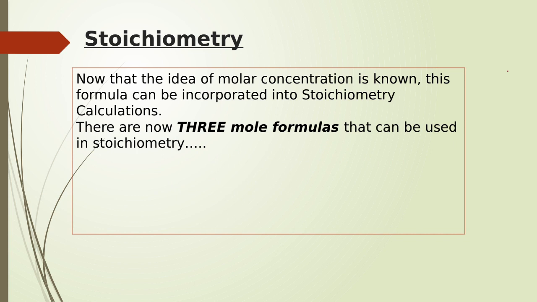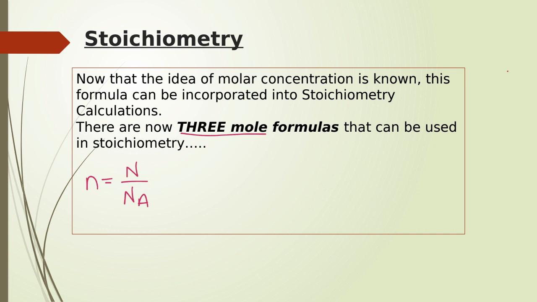So we now have three mole formulas that can potentially be used in any kind of stoichiometry calculation. There was the initial mole formula way back when, of moles equaling atoms or molecules over Avogadro's number. It was the first one we were introduced to, but admittedly, it's really not very commonly used because we can't really measure atoms or molecules. So it's kind of nice to know, but it's not practical in any way.